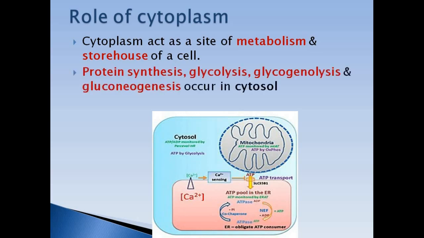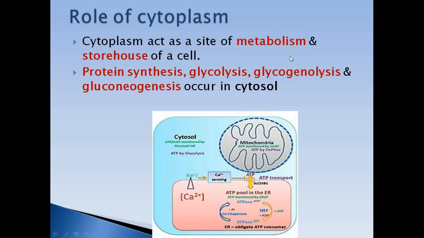The metabolic reactions which are going on in the cytoplasm, for example, protein synthesis, that is with the help of ribosomes. Glycolysis, it is the first step of cellular respiration that occurs in cytoplasm, as you can see in this figure. Glycolysis takes place in the cytosol, and then the end products of glycolysis are moved to mitochondria, where the rest of the reaction takes place, and ATP is produced, which is used for many different functions.